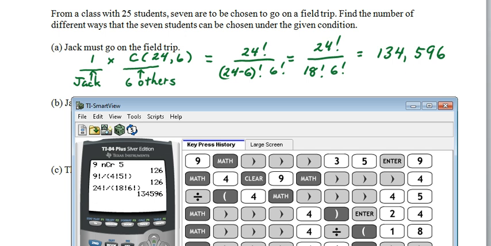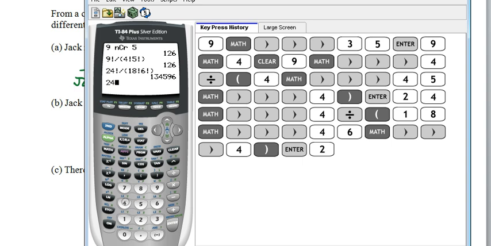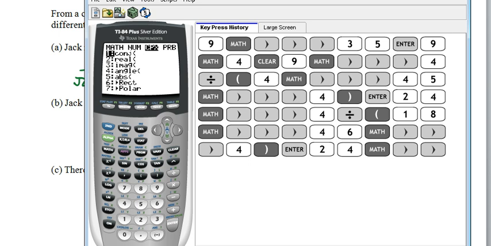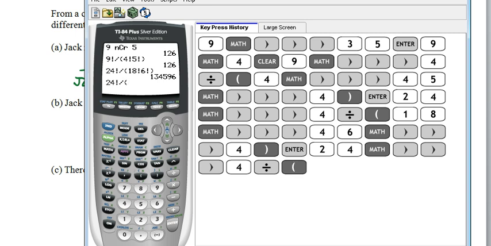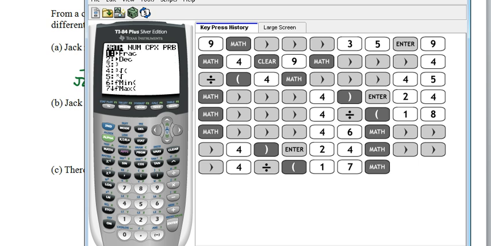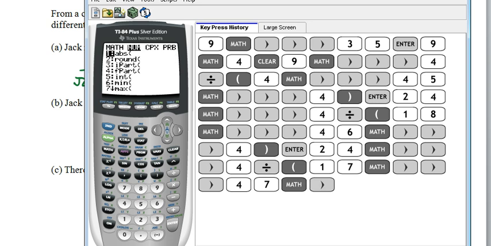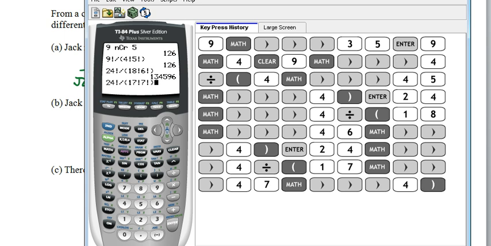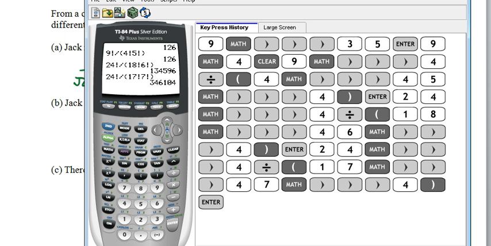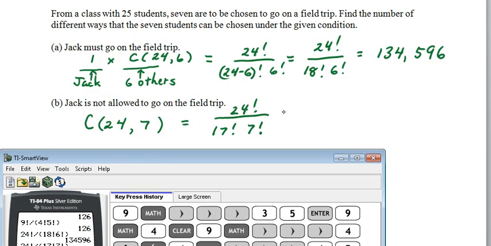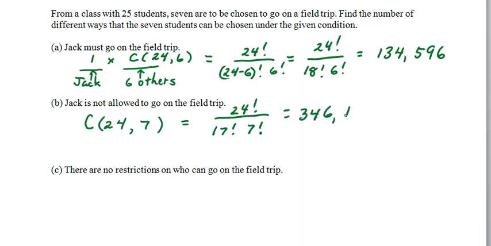So 24, math, probability, 4, divide by parentheses, 17, math, prob, 4, times 7, math, prob, 4. Close the parentheses, hit enter. And we get 346,104.